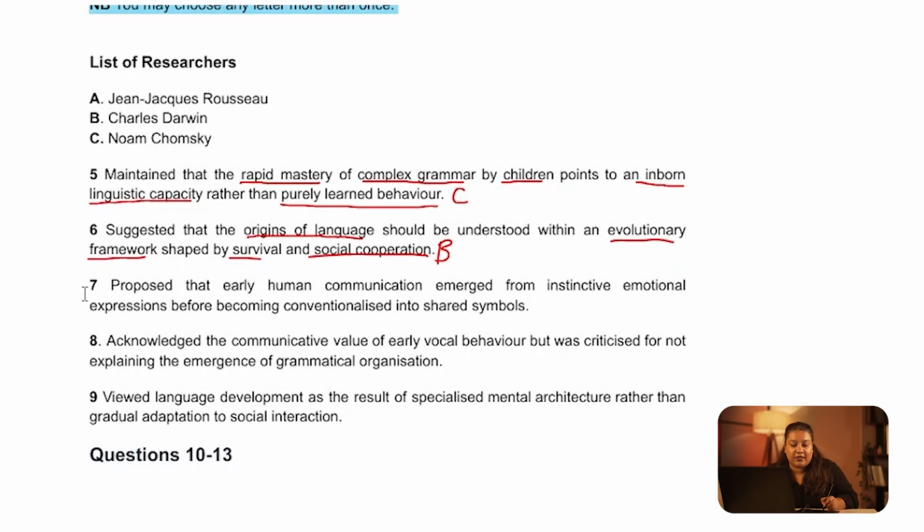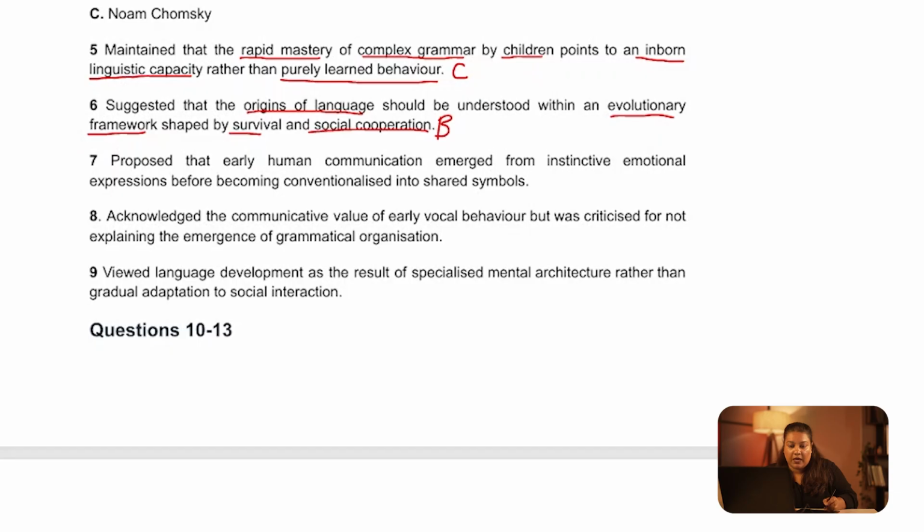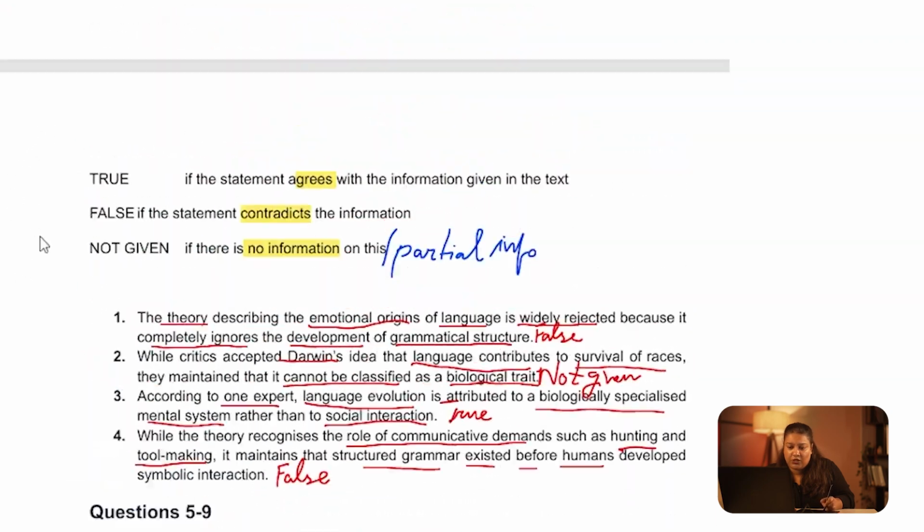Let's move to question number 7. Proposed that early human communication emerged from instinctive emotional expressions before becoming conventionalized into shared symbols. Now let's mark some keywords here: early human communication, instinctive emotional expressions, and then conventionalized shared symbols. So let's go back and look for emotions, expressions, early human communication, symbols.